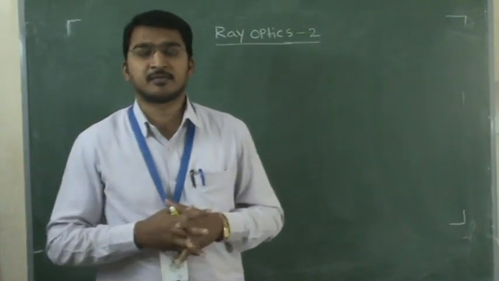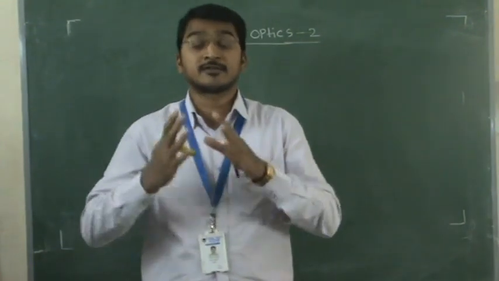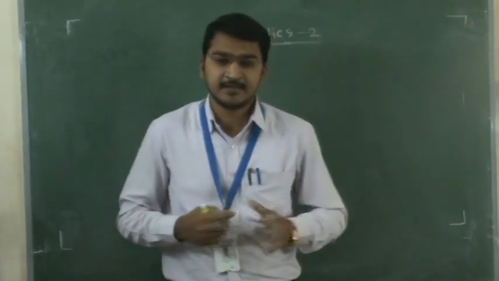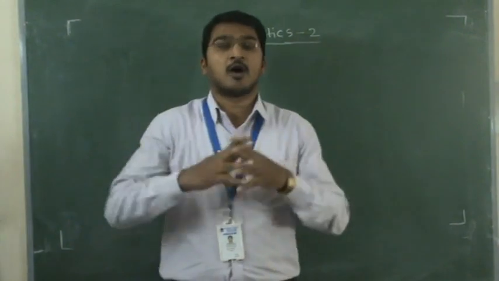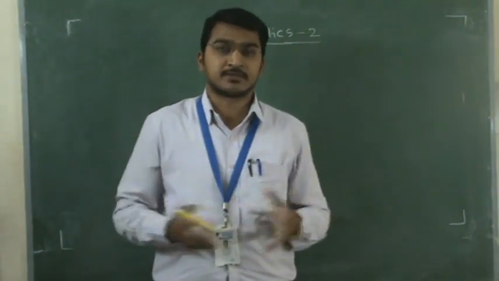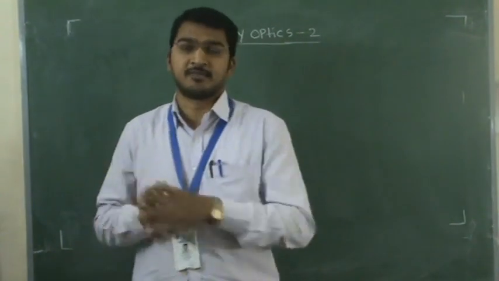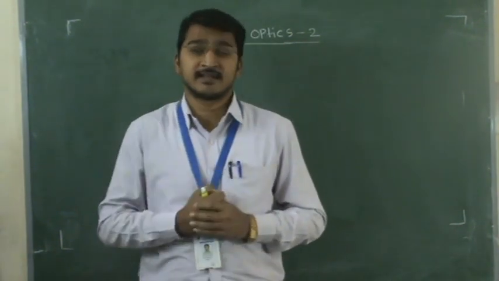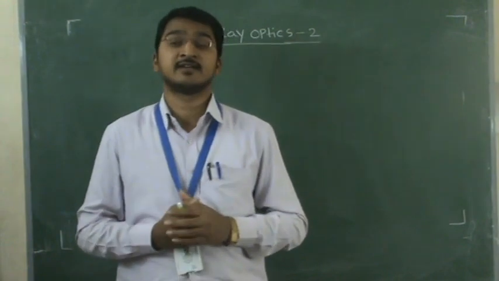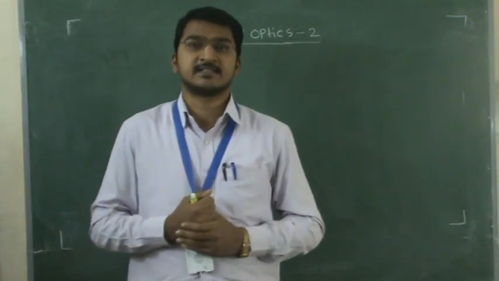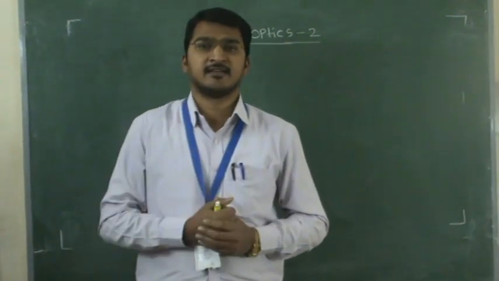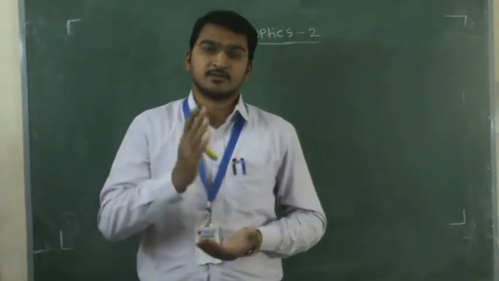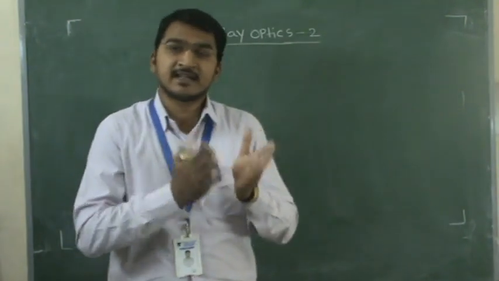These are the 5 properties we are discussing in this optics chapter. Then, how optics is distinguished into 2 types: ray optics and wave optics. Optics is divided based upon one condition. What is that condition? The wavelength of the light is very much less than the size of the obstacle.